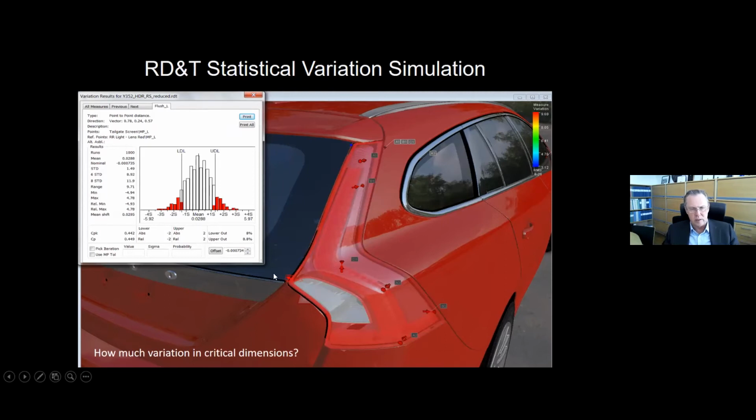How much variation do we get in the critical dimension? And typically for a company like Volvo here, they have a number of critical dimensions and a number of scenarios that they want to analyze to see, do we meet the requirements with the locators that we have and with the tolerances that we have on the parts.